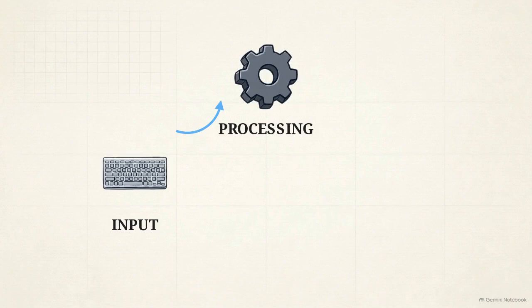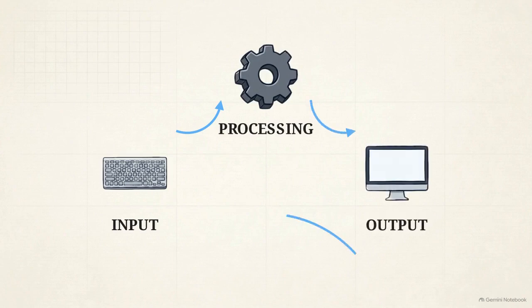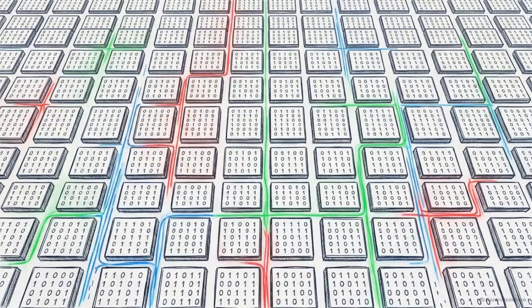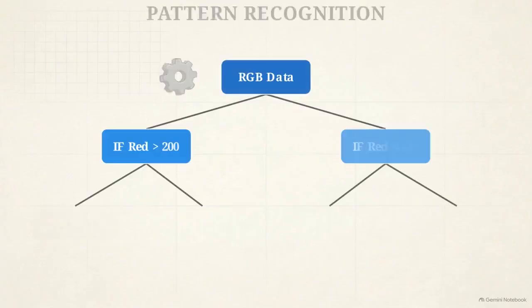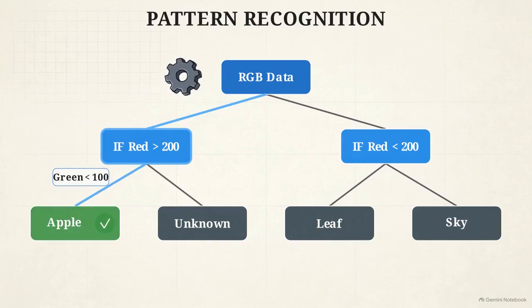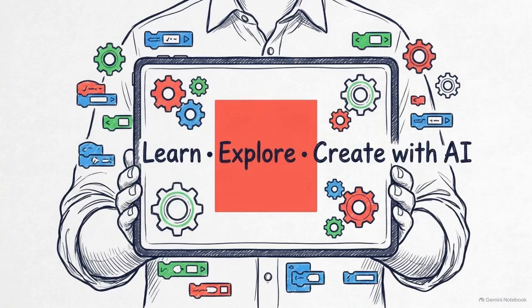What you've built is a complete loop. You provide the input, the rules handle the processing, and the computer gives you the output. Just remember, AI perceives our world as raw data. It works by finding mathematical patterns within that data, and it uses those patterns and rules to make intelligent decisions. AI isn't magic, it's just logic, and now that you know how it works, you have the power to build it yourself.